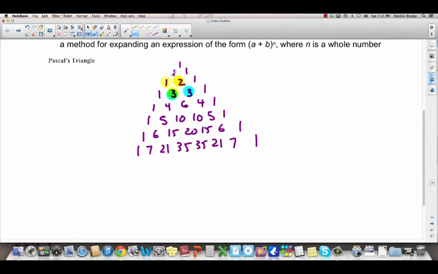Let's look at diagonals. The first diagonal isn't very interesting. It's all ones. The second one's not much more interesting. It's just the counting numbers, 1, 2, 3, 4, 5, 6. The next one's kind of cool. This is all the triangular numbers, 1, 3, 6, 10, 15, 21.